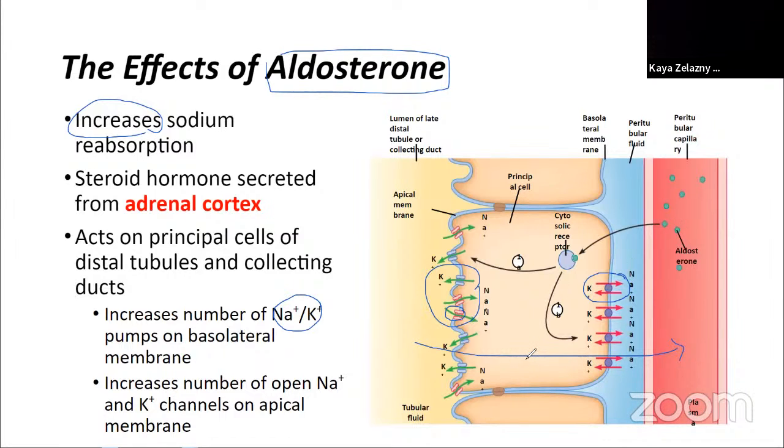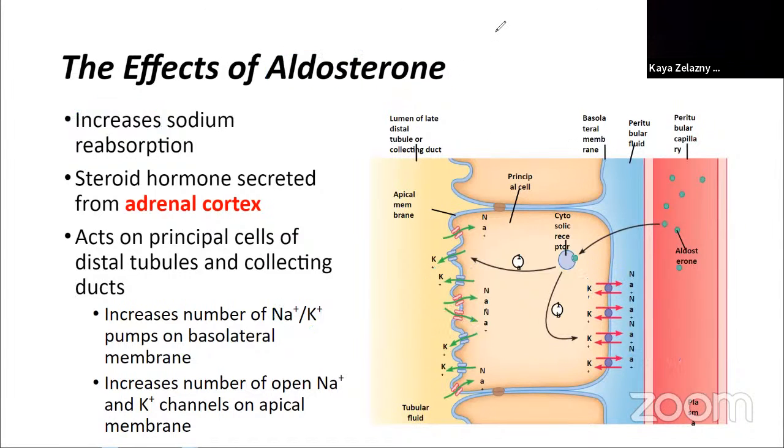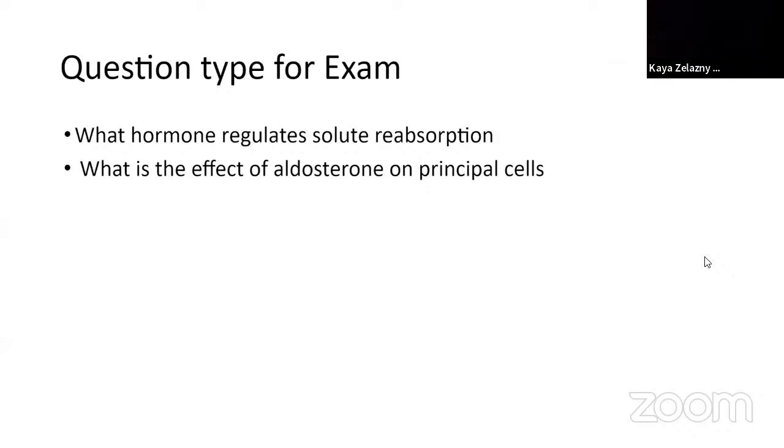So this is pretty similar to what we saw when we talked about water balance at the beginning, right? We talked about how ADH is increasing channels for water on the apical membrane. Aldosterone is regulating sodium and potassium, increasing the number of channels for sodium and potassium, with the added bit that we need to maintain that gradient. So it's also increasing sodium and potassium pumps. Conceptually, it's doing the same thing.